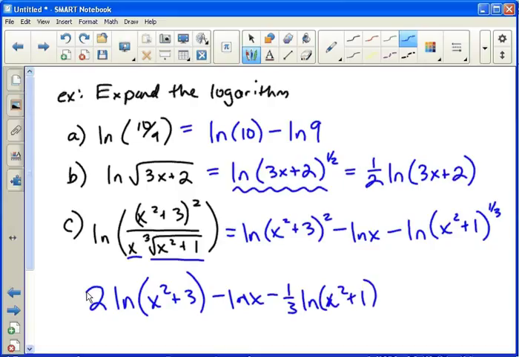So again, I would recommend you do these in 2 steps. Do the division and the multiplication properties first, and then after that, in the second step, take care of moving the exponents down as coefficients.